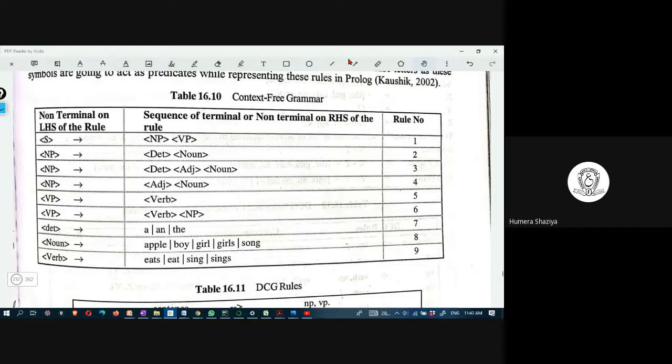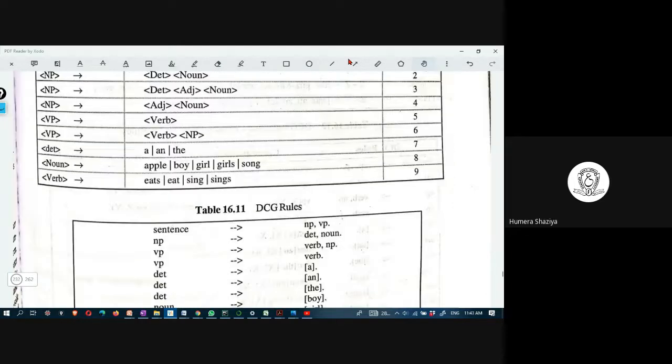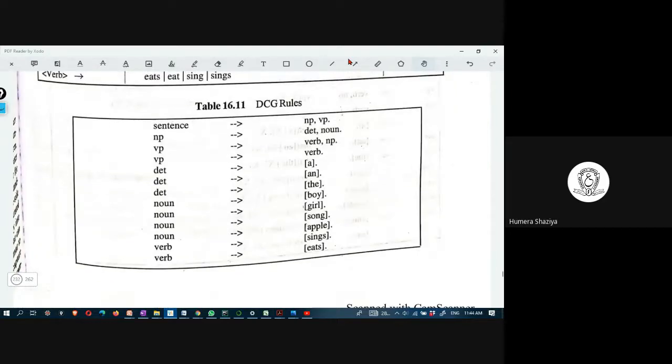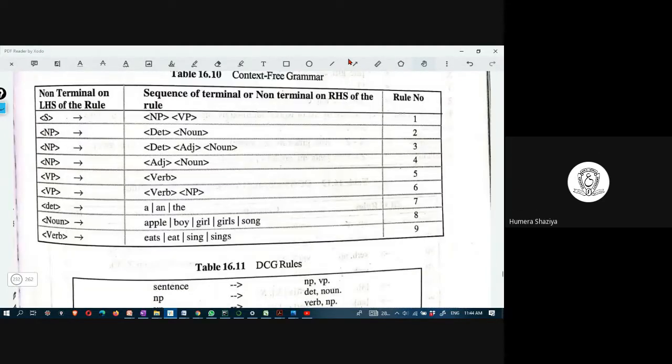When we speak, sentences occur in various forms. Some would have determiners, some would not, some would have adjectives, some would not. To model all those, these rules have been defined. Verb phrase is just a verb, or verb and noun phrase, and determiners could be "a" and "the". This is our context-free grammar. In this manner, CFG is defined.